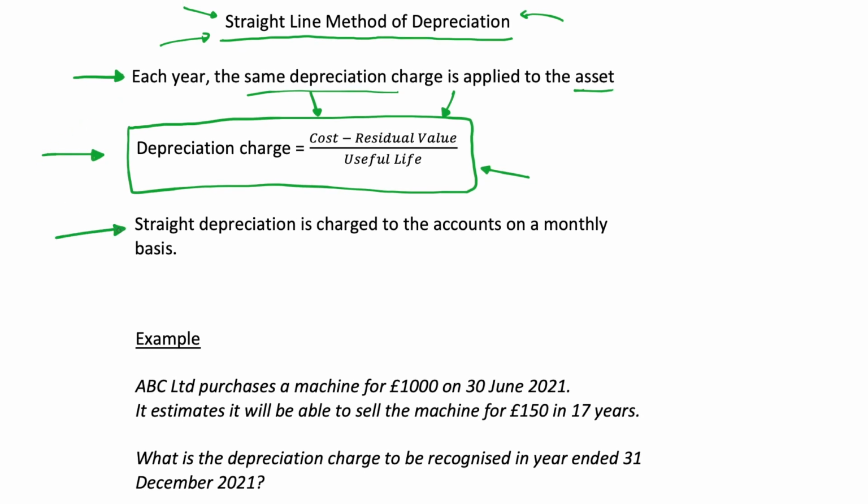And the final point to note here is that straight line depreciation is charged to the accounts on a monthly basis. So we're going to be working out in our example an annual depreciation charge, how much we charge for each year, and then we can just split that onto a monthly basis, say divide it by 12 and charge it to the accounts. We do it on a monthly basis so it more accurately represents the position of our business.